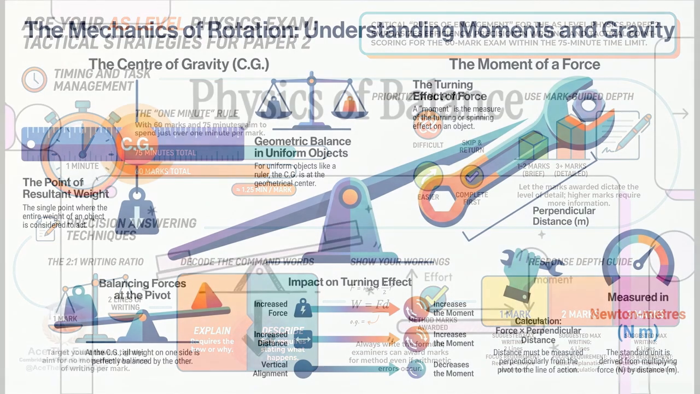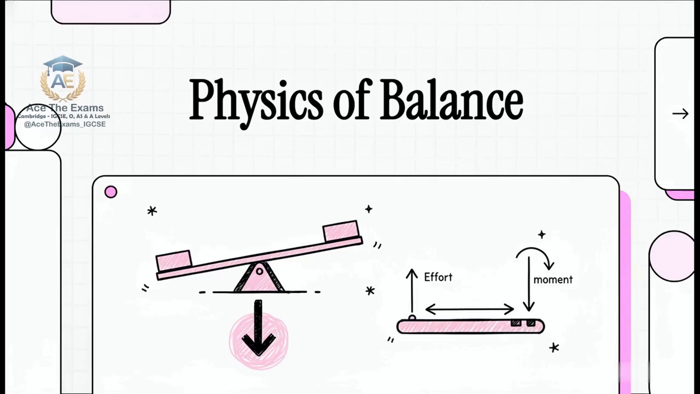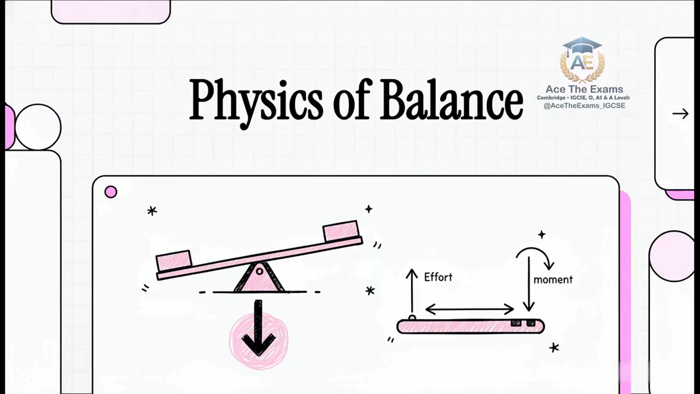Today we are engineering the perfect DNA of an exam answer. We're diving straight into Cambridge AS level physics, specifically targeting syllabus 9702, but frankly, if you are sitting 0625, 0652, 0654, 0972, or 5054, you need this exact strategy. We are mastering the mechanics of turning forces and statics, but we aren't just memorizing formulas today.